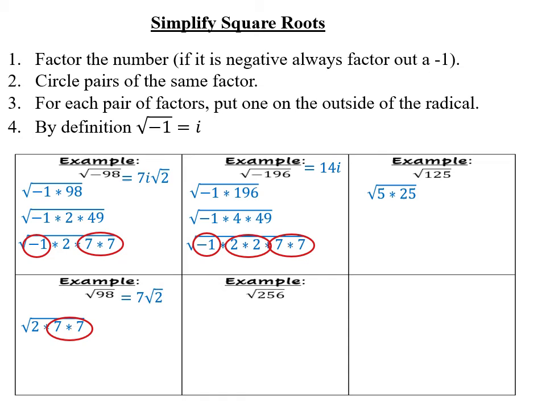Square root of 125, well, 125 is 5 times 25. 25 is 5 times 5. I got a pair of 5s, so that simplifies to 5 root 5.